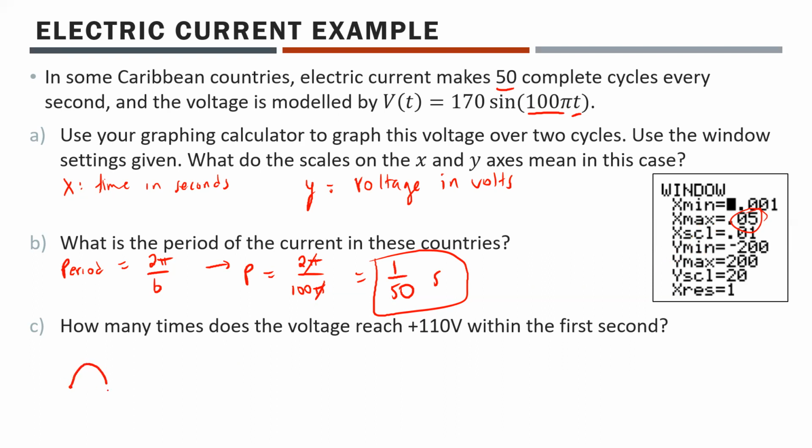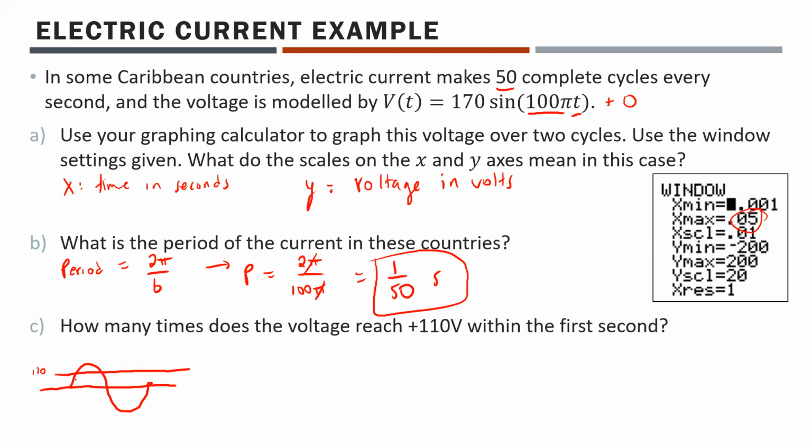So 1 full cycle will look something like this. Now, if that's 1 full cycle, notice how our D value in this case is plus 0. That means the midline of our graph is just 0. So the midline is just our x-axis. 110 volts is probably somewhere up here, right? That probably represents about 110 volts.